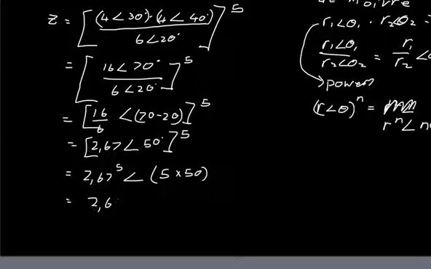So 2.67 to the power 5, on the calculator, to the power 5 is 135.69, angle 5 times 50 is 250.